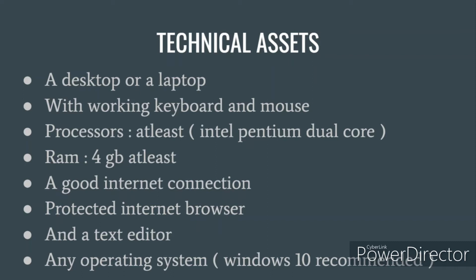Next is a text editor, where you will be doing coding. There are many text editors like Vim, VS Code, NeoVim, Sublime Text, Notepad++. There are a ton of text editors among the coding resources. Next, you will need a particular operating system. For example, Windows 10 is recommended. If you're using Linux or Mac OS, it doesn't matter. If you're using Windows 10, it will be okay.